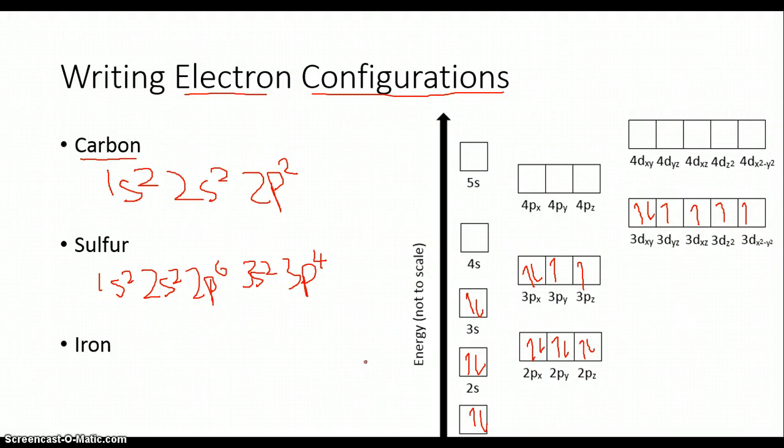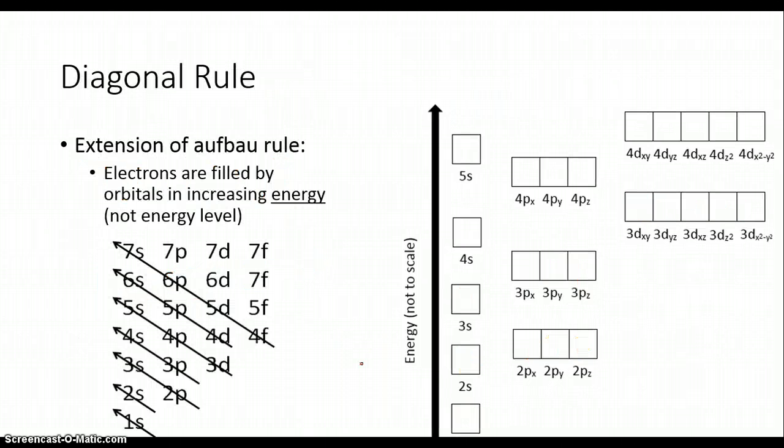Now, this pattern here goes on, and it seems like a very difficult, almost arbitrary pattern here, but it's actually something called the diagonal rule, which sort of shows you the pattern without actually having to look at that diagram we just saw a second ago. So, again, this is called the diagonal rule, which is essentially the Aufbau rule. So the Aufbau rule, if you remember, is the building up from the bottom to the top. But in this case, remember, actually, it's about the energy instead of the energy level. So we're not going by floors.